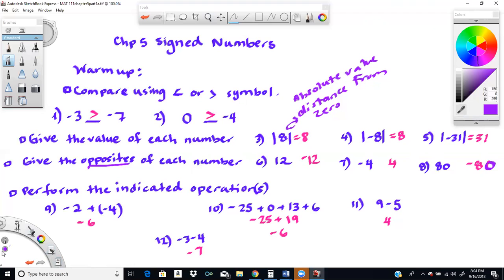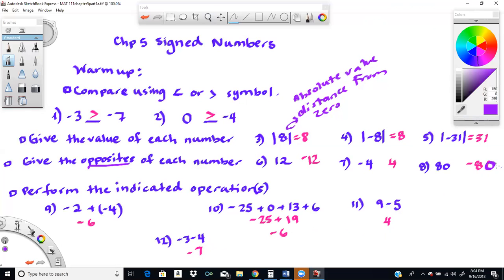All right, now perform the indicated operation. We have -2 plus -4 is -6. You have -25 plus 0 plus 13 plus 6. When you add the first two, you still get -25. I went ahead and added 13 and 6 to get 19. -25 plus 19 is -6. And then 9 minus 5 is 4. Then we have -3 minus 4, which is -7, because debt plus more debt gives you more debt.